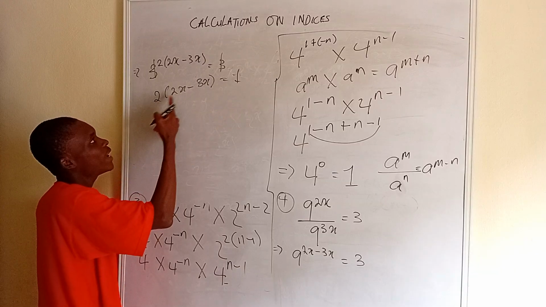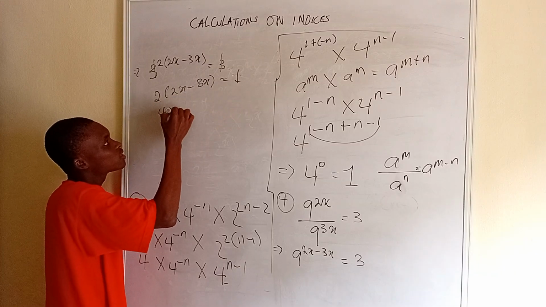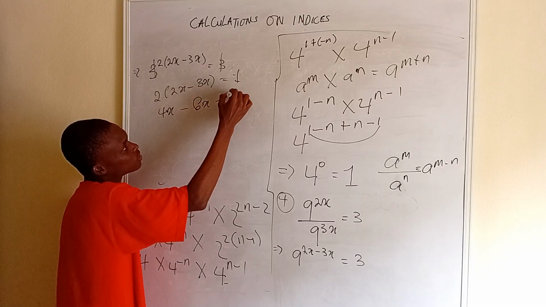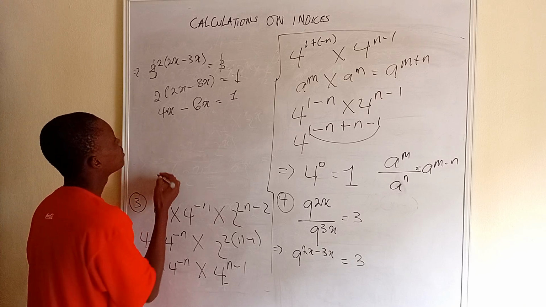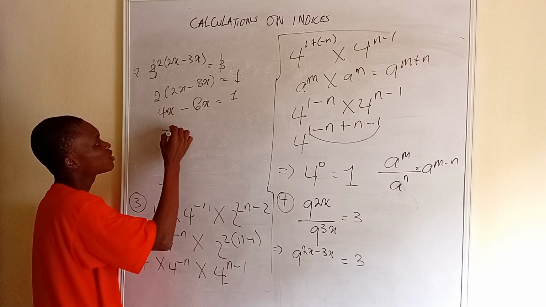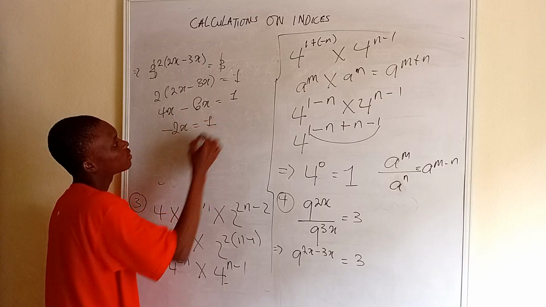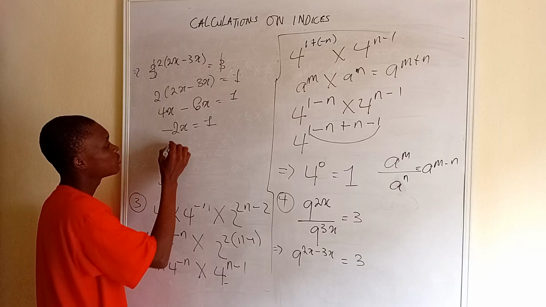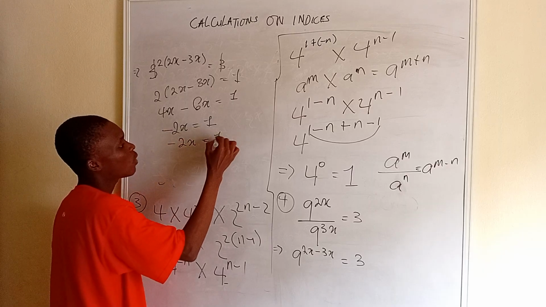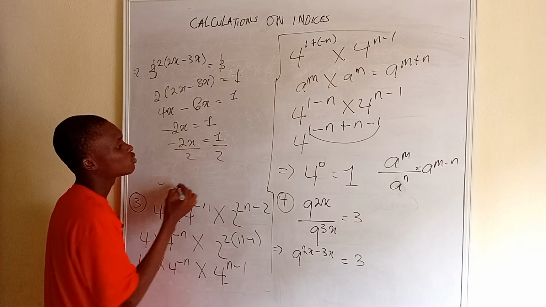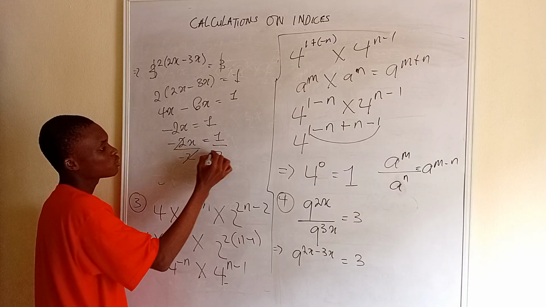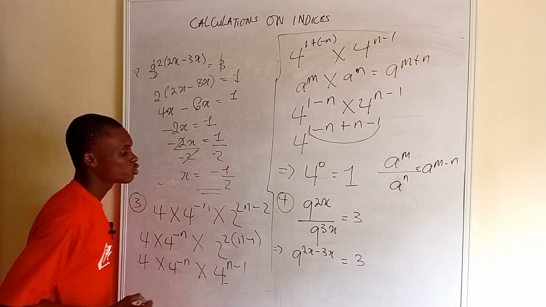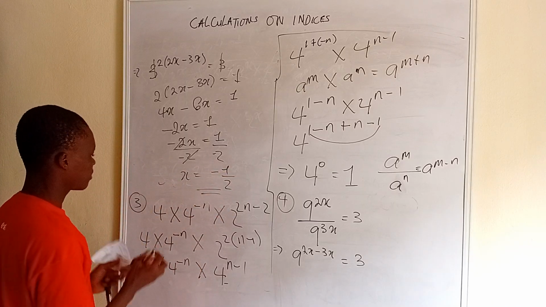Let's expand. 2 times 2x gives us 4x, minus 2 times 3x gives us 6x, equals 1. All right, so 4x minus 6x gives us negative 2x equals 1. So to find x, we divide both sides by negative 2. Negative 2x equals 1, divide both sides by negative 2, so this cancels this, and our x equals negative 1 over 2.